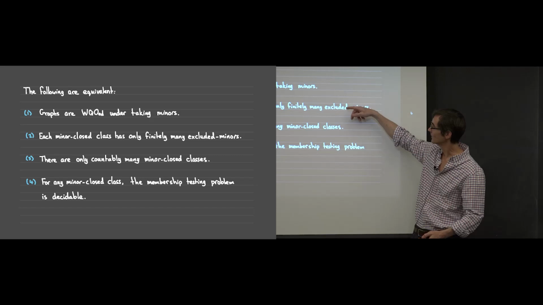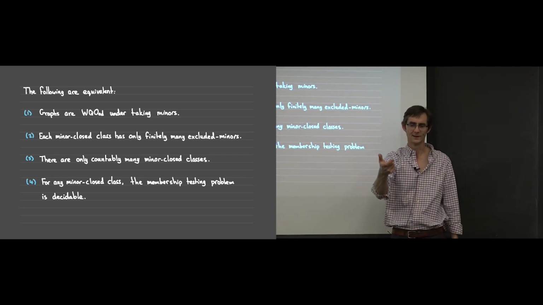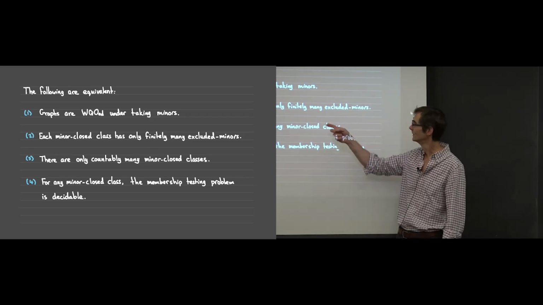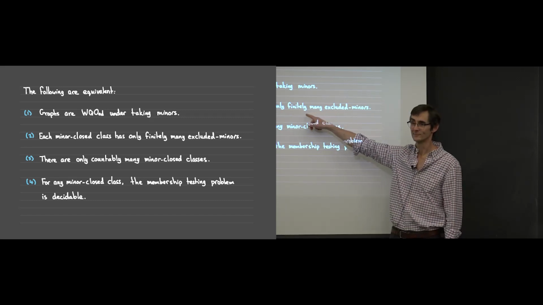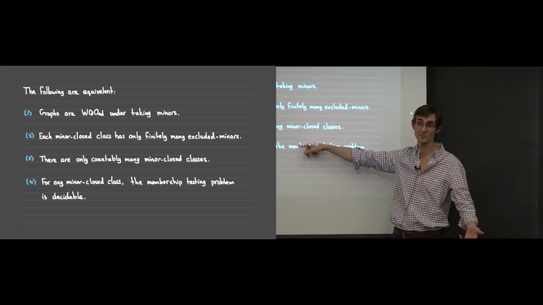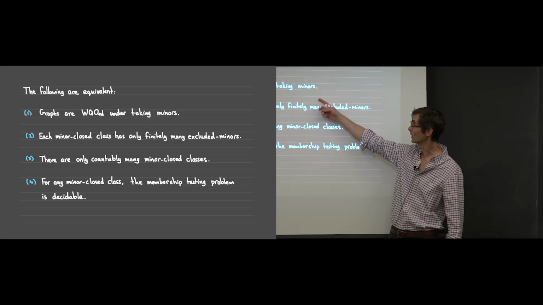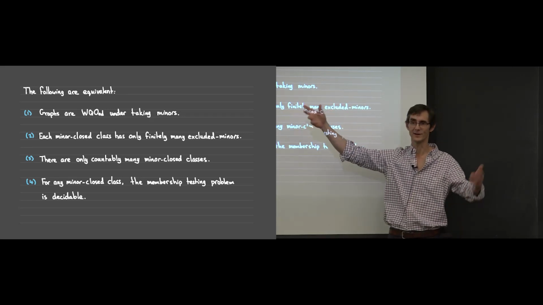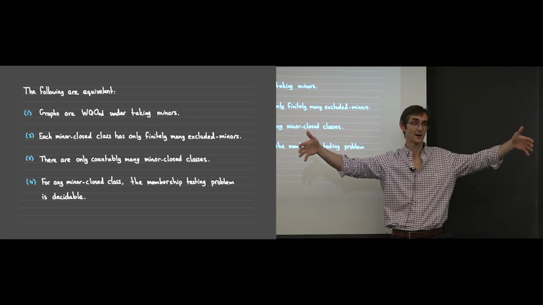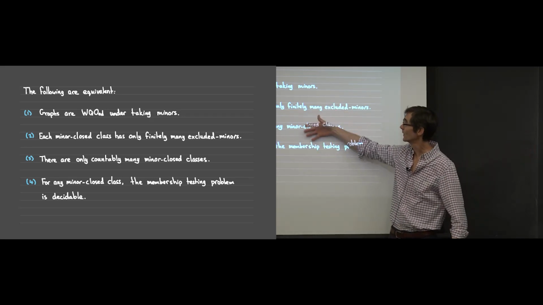And so if I take a class of graphs that's got finitely many excluded minors, there's only countably many graphs, so there's only countably many finite sequences of graphs, so there's only countably many different classes. Whereas if it wasn't well-quasi-ordered, there'd be some class with an infinite set of excluded minors, and then every subset of that infinite set would describe a minor-closed class. So I'd get uncountably many. So those three are equivalent.